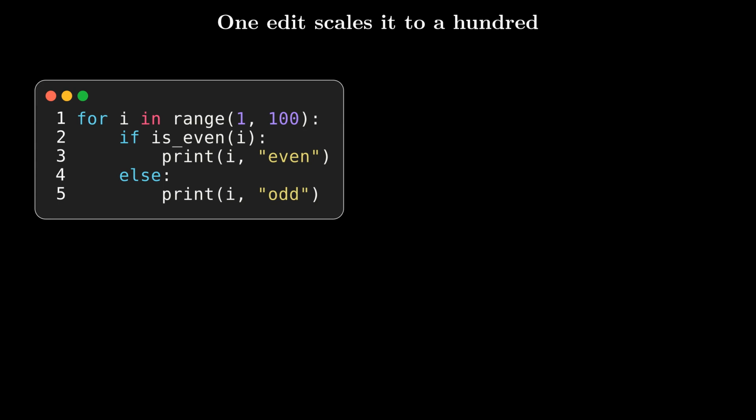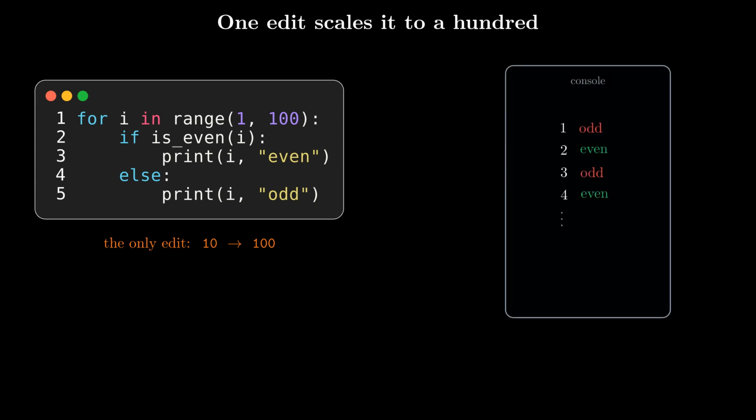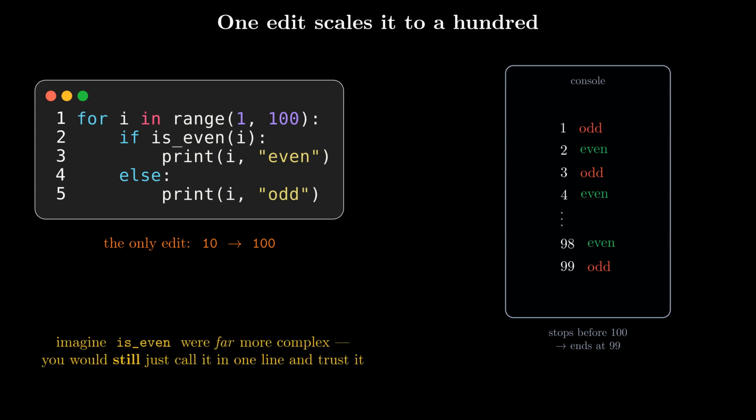And because our program leans on a function, it is remarkably easy to change. Want to label the numbers 1 through 100 instead? Change the 10 to 100. That is the only edit. Run it again, and every number from 1 up to but not including 100 is labeled odd or even. Now imagine if is_even were far more complicated. It would not matter. You would still call it in a single line and trust its answer without stopping to reread how it works. That is the power of a function.